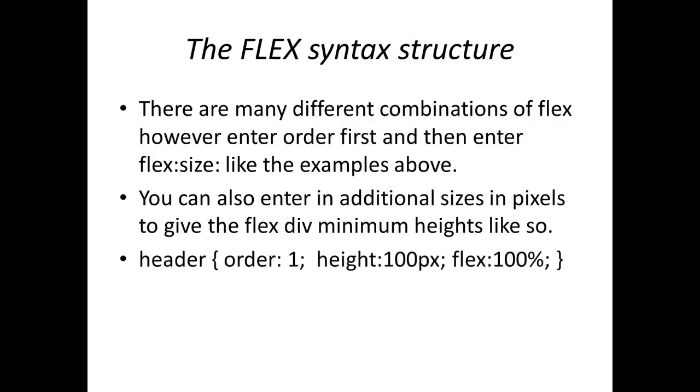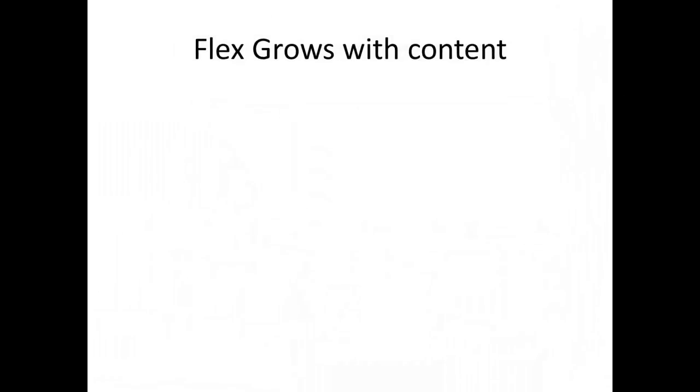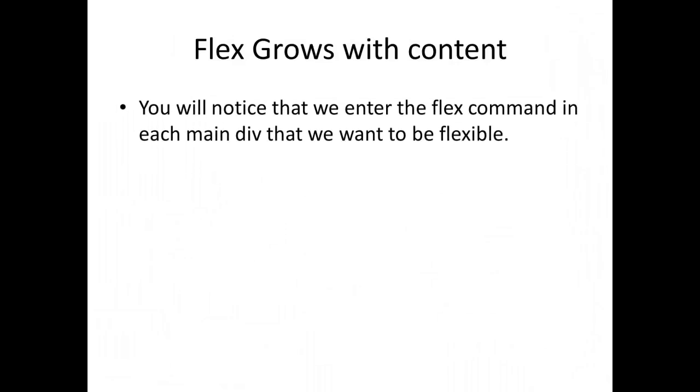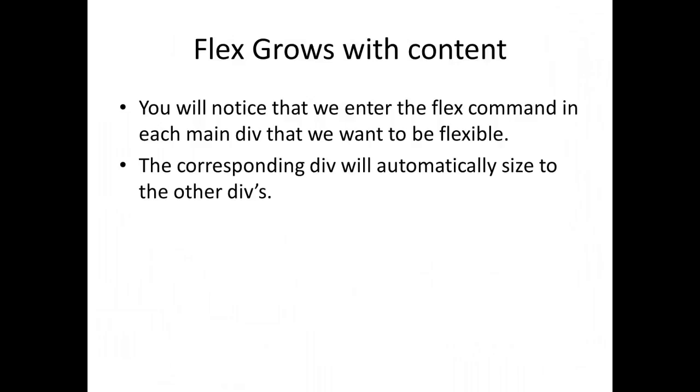We notice that we're targeting the header here. The order number is 1 because we want it to show up first. We give it a height of 100 pixels and flex of 100%. That gives us a height on our header of 100 pixels, and then we make it the width we want, 100%. Now you'll notice that flex grows with content. We enter the flex command in each main div that we want to be flexible. The corresponding div will automatically size to the other divs with the content in it.